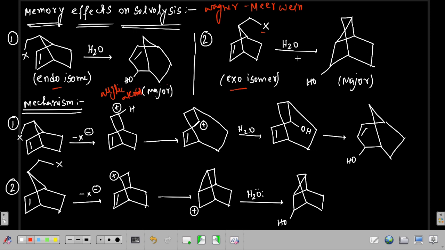And in the presence of water, the exo isomer gives a tricyclic compound. But the compounds are the same, only the isomer is different. So we will see the mechanism. Here you see, when this is the endo isomer.